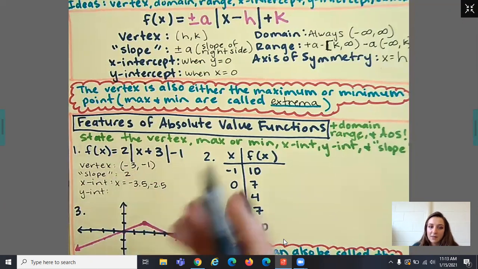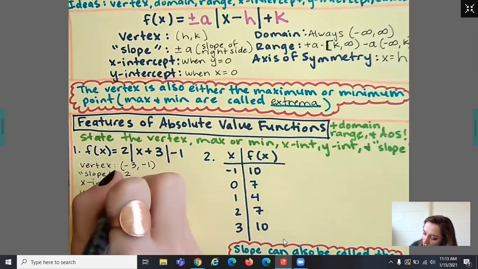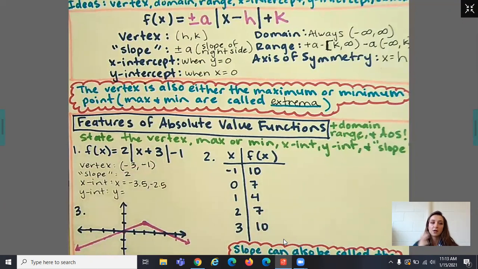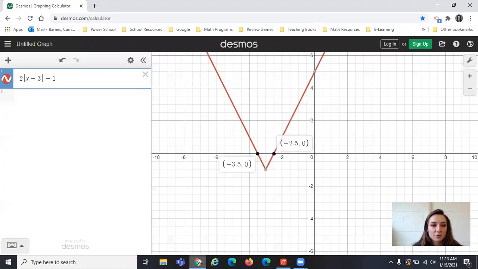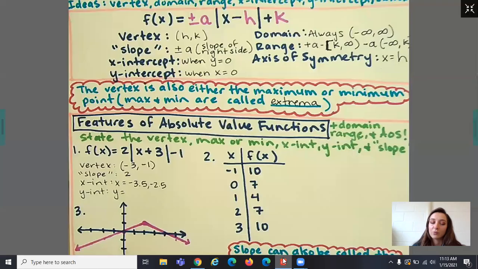So let's do our y-intercepts now. And we're just going to do the same thing. Since we have Desmos, there's no need to really solve it by hand. So we're just going to look for the y-intercept on Desmos. Okay, and the y-intercept is going to be where it's crossing the y-axis. That's also where x equals 0. And that is happening right here at positive 5. So our y-intercept is going to be y equals 5.